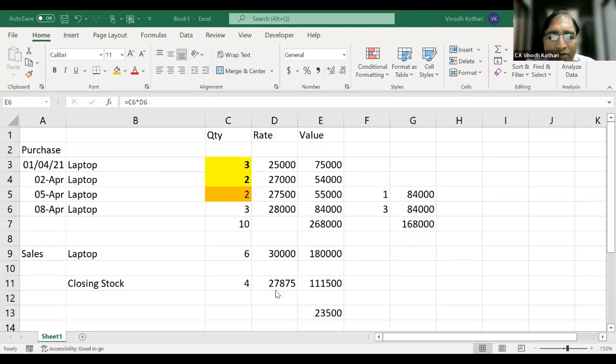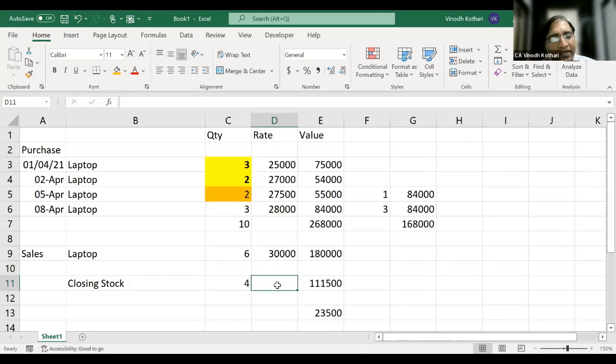See, I think you are getting confused by this average value you are calculating. Leave it, just for your understanding. When you work in Tally, it will come by the first in, first out method only. The average is 27,875, while my closing stock is 28,000 rupees for 3 laptops. Because of this average method the rate has come like this. I have shown it just to show the impact. When you go into Tally, these things will be calculated automatically.